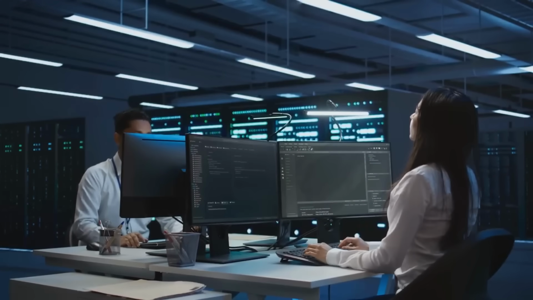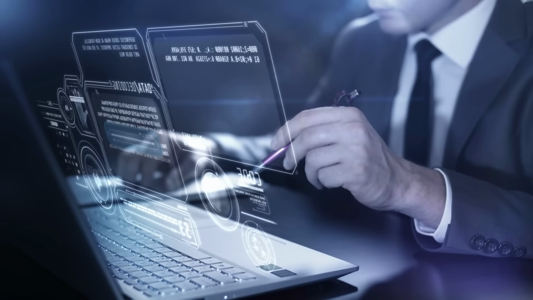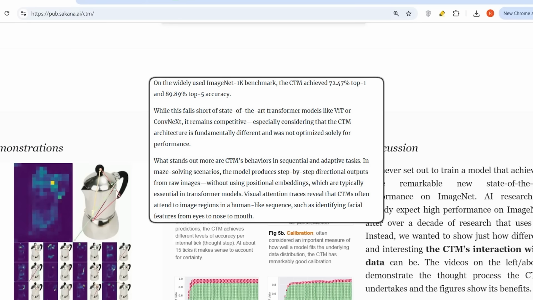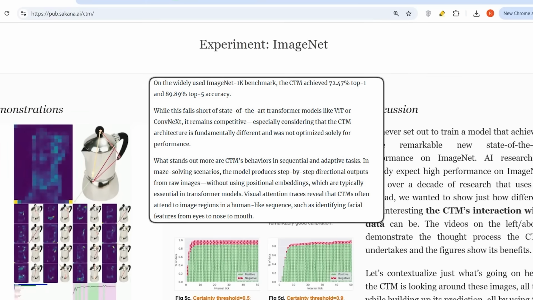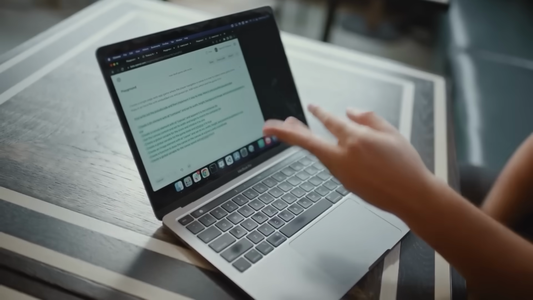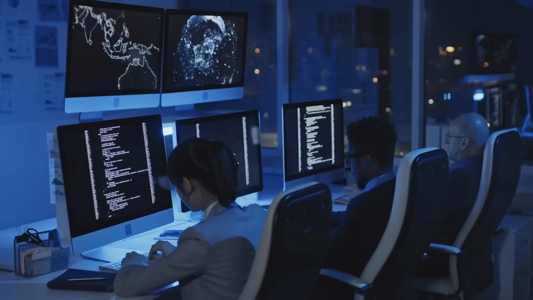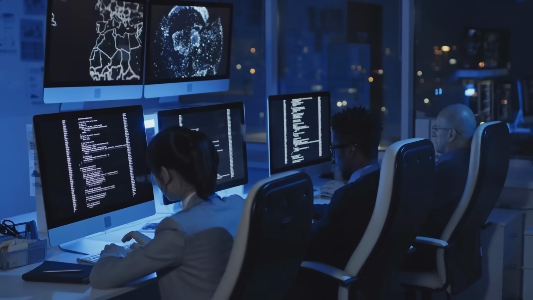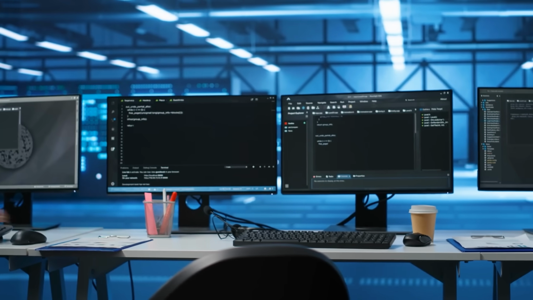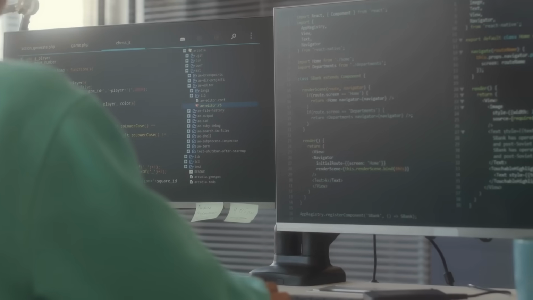Performance benchmarks and early results. CTMs aren't designed to outperform transformers on traditional benchmarks, but early results still demonstrate strong capabilities. On ImageNet 1K, CTMs reached 72.47% top 1 and 89.89% top 5 accuracy. While this trails models like ViT or ConvNext, it's notable given CTMs use a fundamentally different architecture not tuned for static classification. In maze-solving tasks, CTMs generated step-by-step directions from raw images with no positional embeddings, which are normally essential for spatial understanding in transformers.